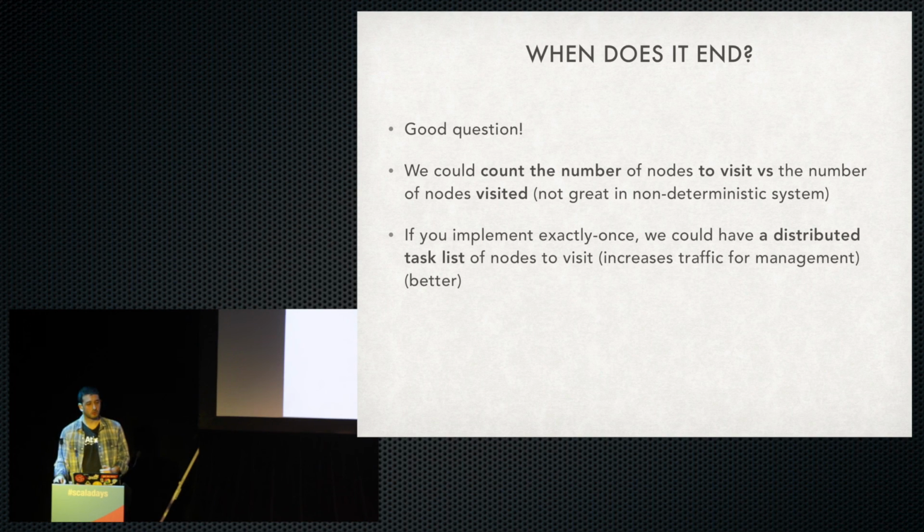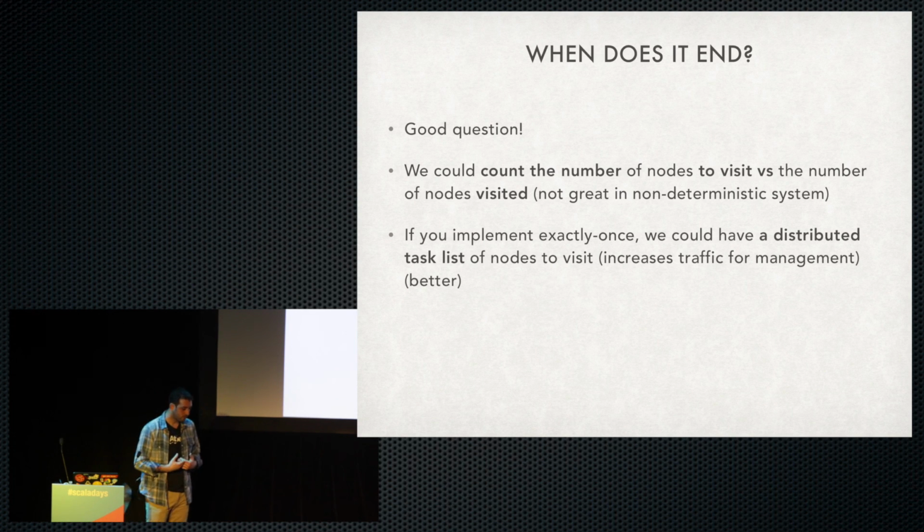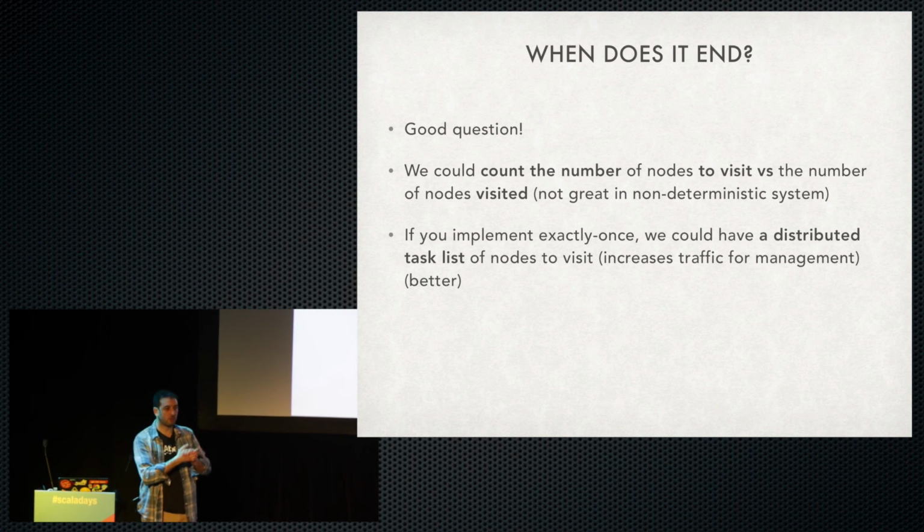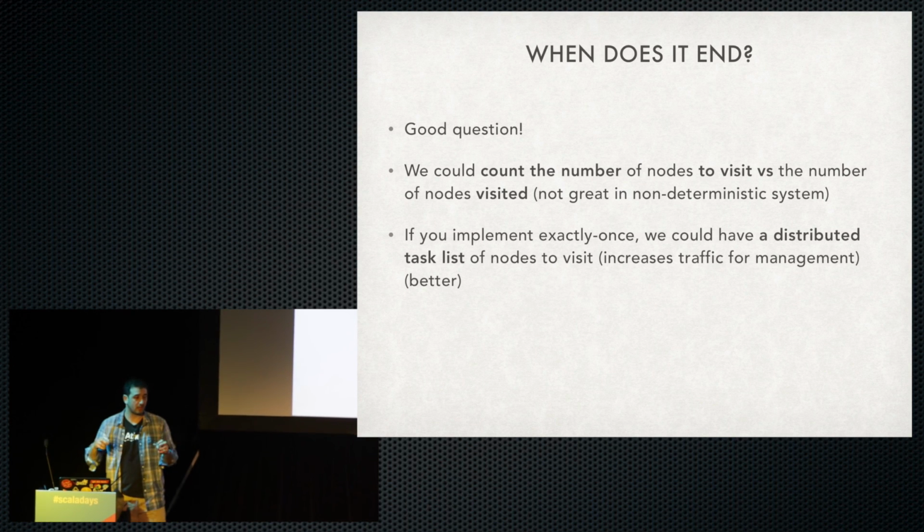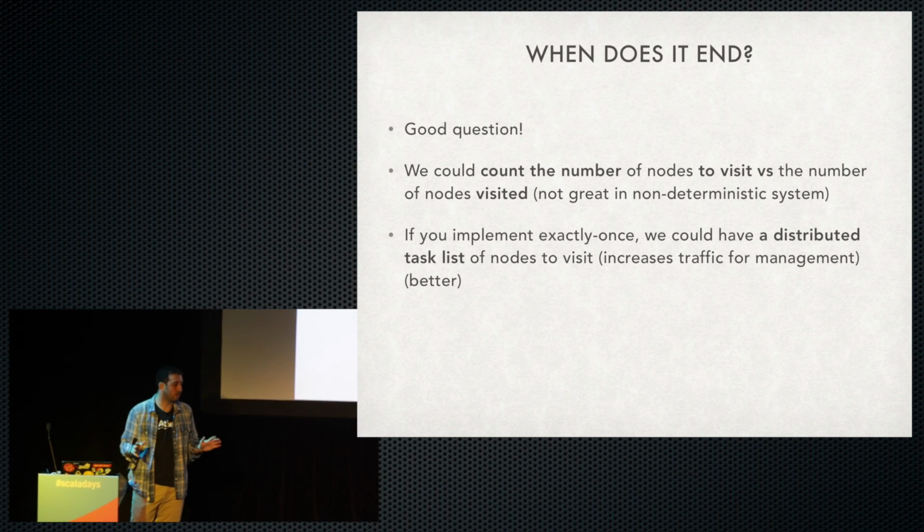But if we actually go towards implementing exactly once delivery, then we can get a distributed task list of the nodes to visit in the memory within the actors themselves. So if I'm an actor and I'm thinking, okay, well, I've sent these edges to this other actor, and I'm waiting for it to respond with the list of edges that it's visited, I can hold that in memory, and until I've resolved all of my tasks that I've given out, I'm not going to finish.